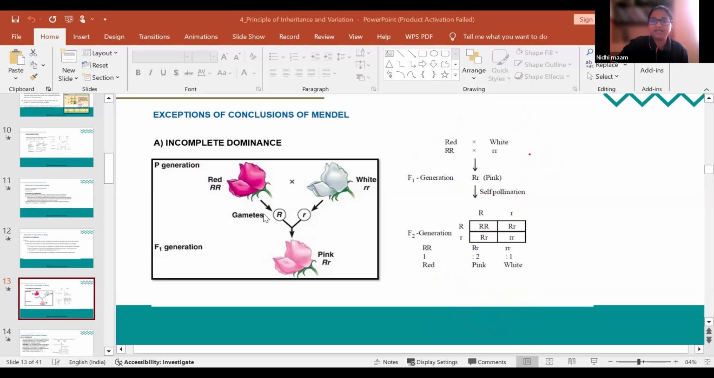But the thing is, we did not get red. We got pink color flowers. The pink color flower is totally different from parent 1 and parent 2. So in the F1 generation we got a new character. Now when these pink color flower plants are allowed for self-pollination, what happens?